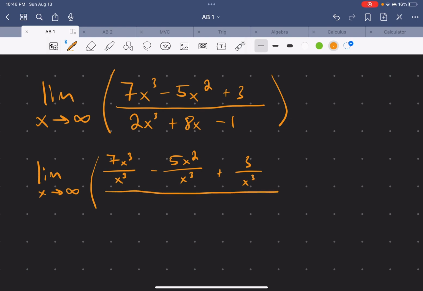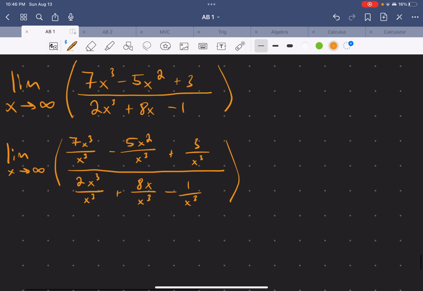And then I'll go through and do the same thing for the denominator. 2x cubed over x cubed, 8x over x cubed, and 1 over x cubed. So I just went through and divided absolutely everything on the top and the bottom by whatever the highest exponent was. And now let's see what happens. Stuff is going to cancel out for us.